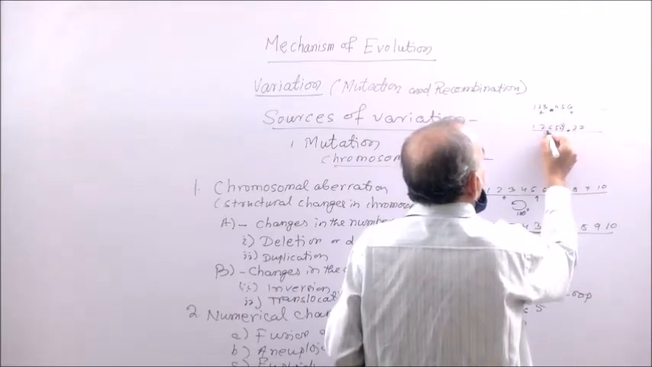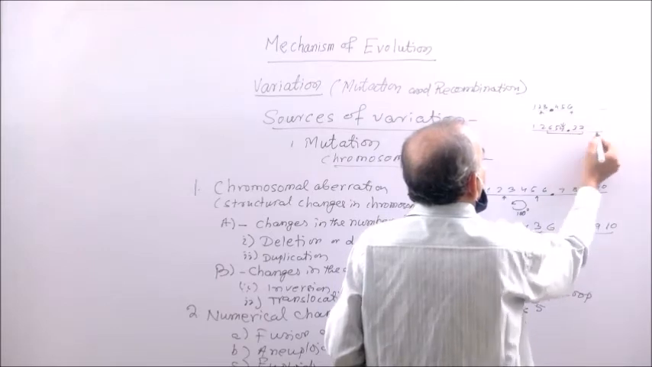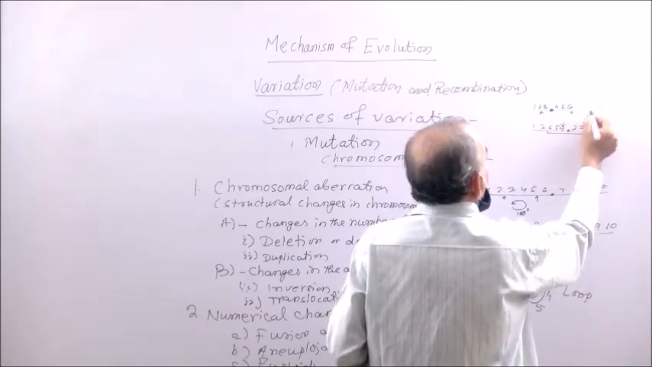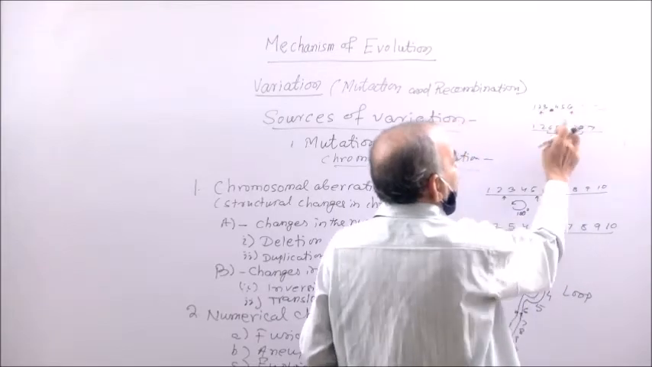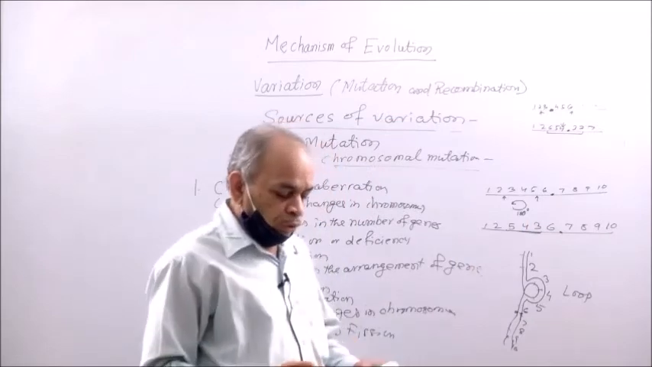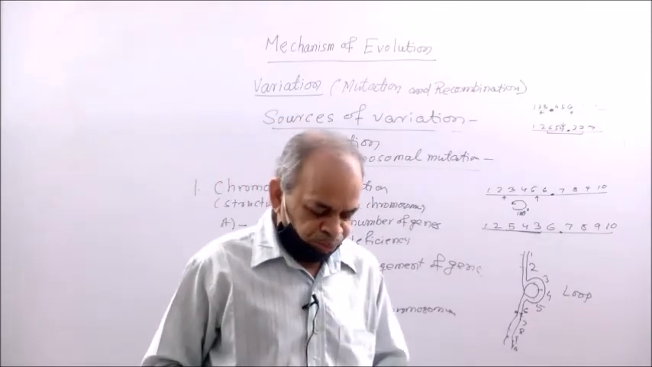Here there is a break, so see this portion, then 6, 7 like this. So this one is submetacentric, and this one is a metacentric chromosome. That may be also telocentric or acrocentric.